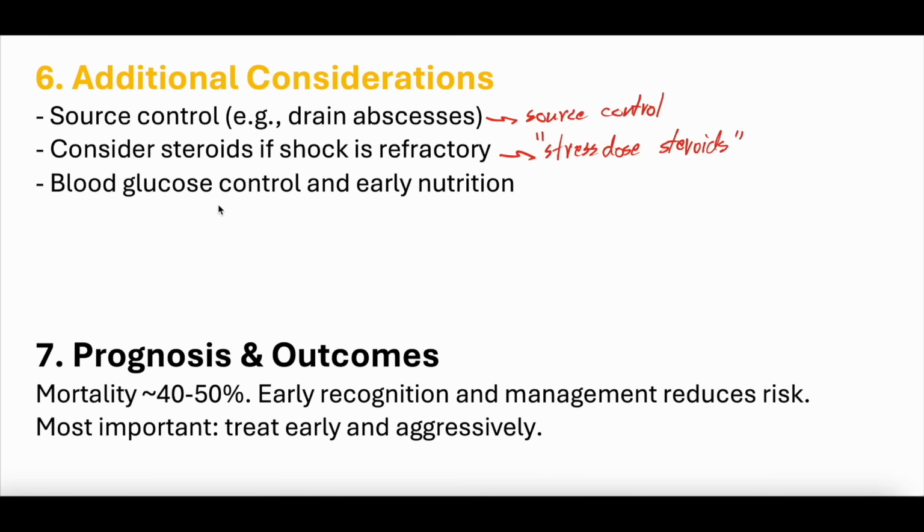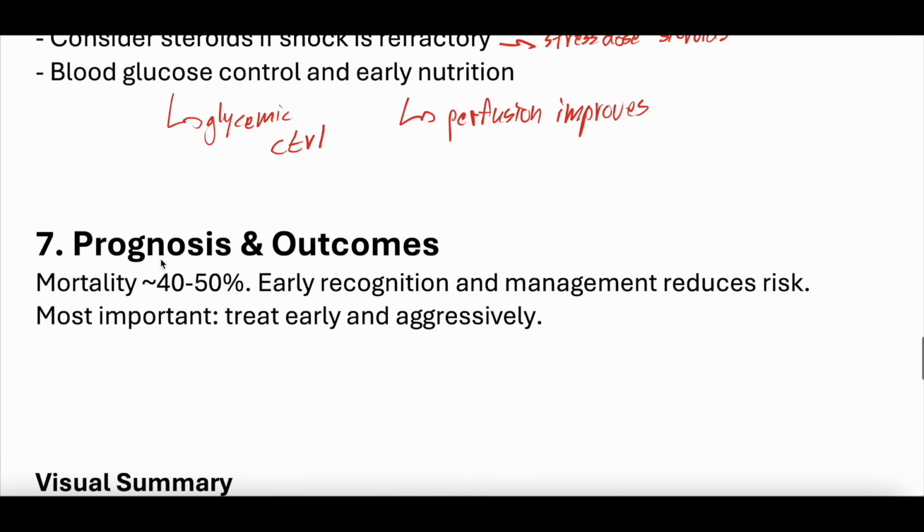And then monitor glucose, you want good glycemic control, and in addition to that, early nutrition can be important too, assuming perfusion markers are improving, that their vasopressor requirements are going down, maybe their lactate is going down, and consider early enteral nutrition. Prognosis and outcomes, unfortunately, and mortality, as we said, is somewhere between 20 and 50%.